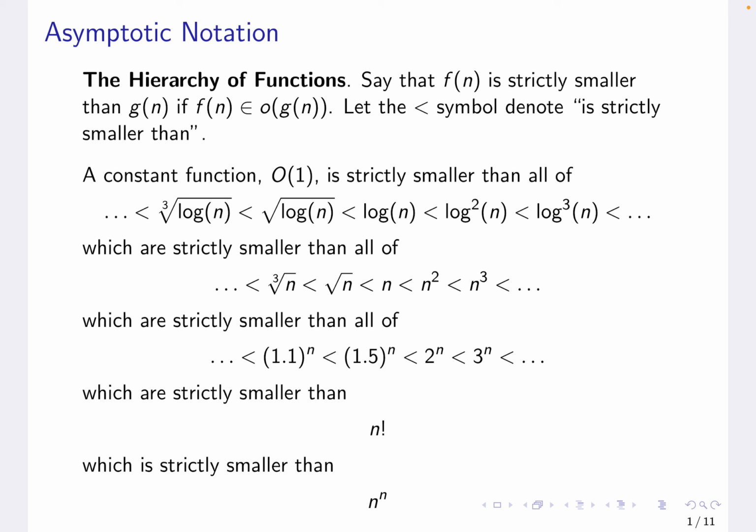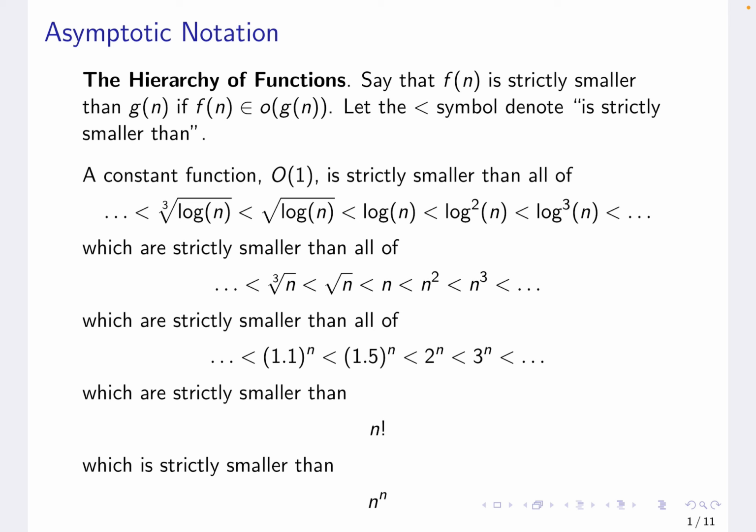Like if you have one algorithm whose cost function is like 3n plus 3 and another one whose cost function is 2n squared, which one will take longer? So that's what we're going to be looking at using a tool called asymptotic notation. And it's kind of going to formalize the stuff in this slide. We have a sort of hierarchy of functions.